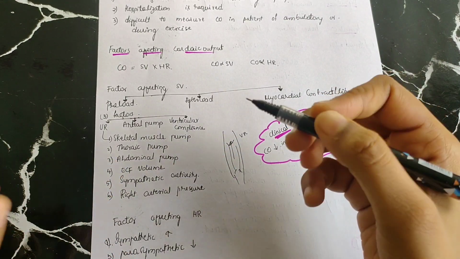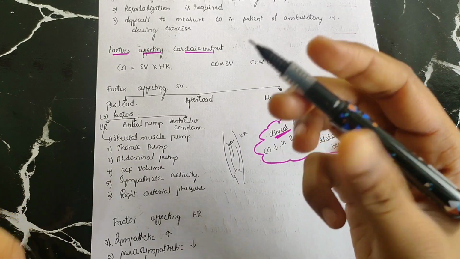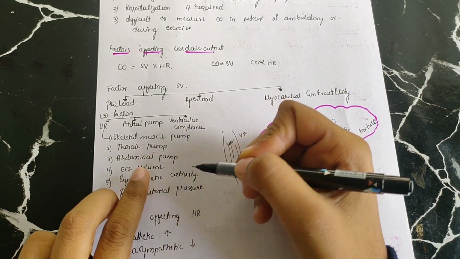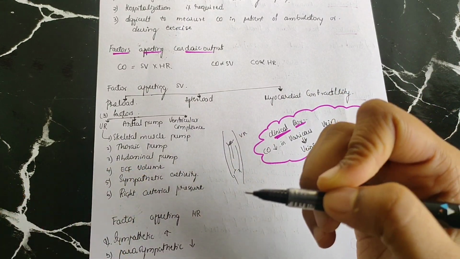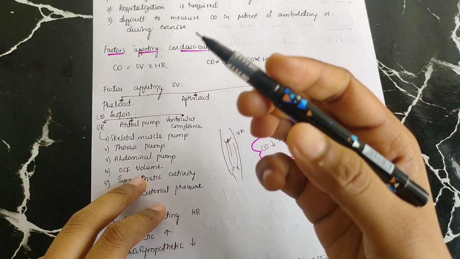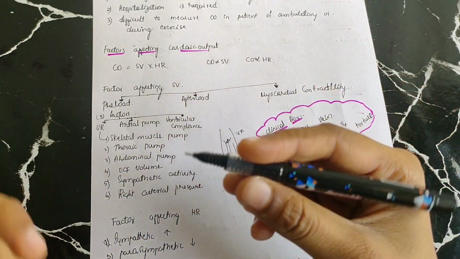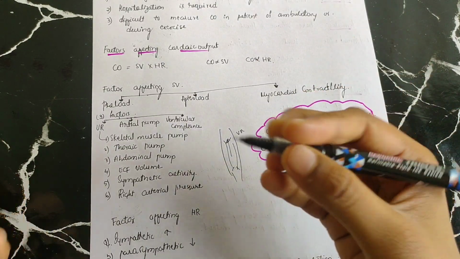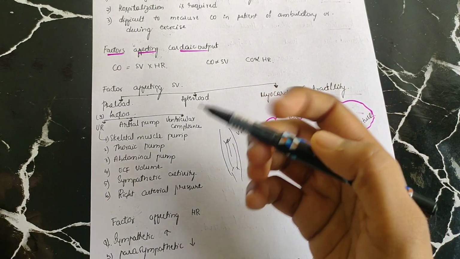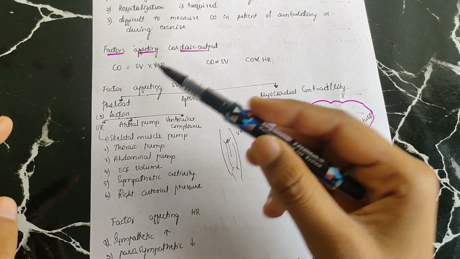And thoracic pump: if the intrathoracic pressure is negative, then blood flows from the abdomen to the thorax, so venous return increases. Abdominal pump: intra-abdominal pressure should be positive or maximum, so that blood returns into the thorax, where it enters the heart. And ECF: during pregnancy, cardiac output increases as ECF volume and plasma volume increase, so there is a further increase in the cardiac output.